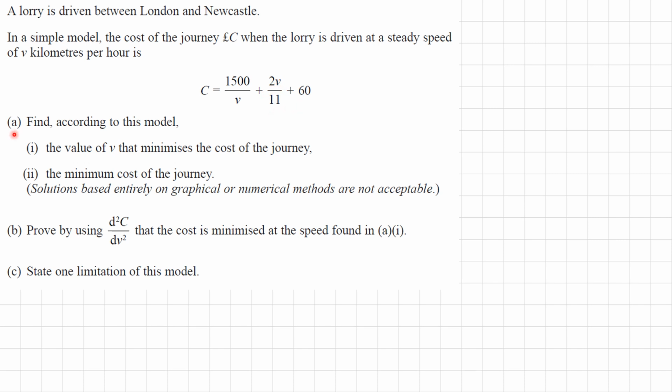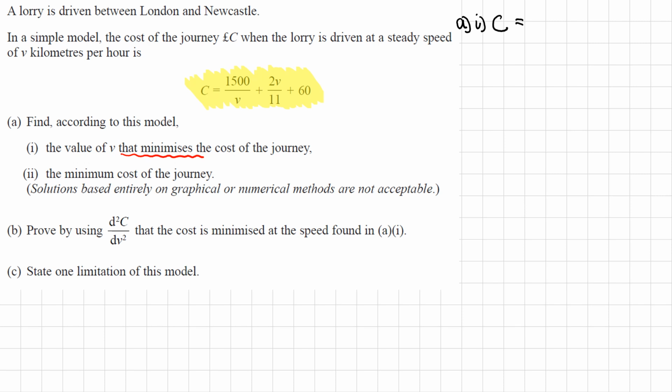So part A, we need to find, according to this model, in the first part of part A, the value of V that minimizes the cost of the journey. Anytime you get a question and you've got a function and you want to find its minimum or maximum, then we want to differentiate. Another option would be to complete the square, but that's only useful if we've got a quadratic, and we don't have a quadratic here. So we're going to differentiate C to get dC/dV, which we'll write in a moment.